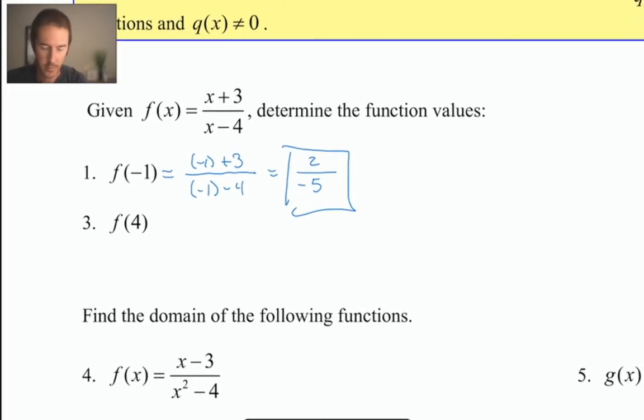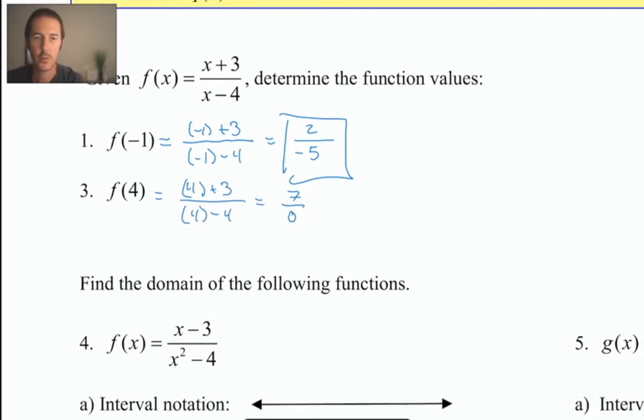Now in the next evaluation that we're supposed to do, plugging in an x value of 4, the 4 going in and being added to the 3 is no problem, but in the denominator, a 4 minus 4 poses a problem. 7 divided by 0 is not good because this is undefined. So the correct answer for this evaluation, f of 4, would be undefined.